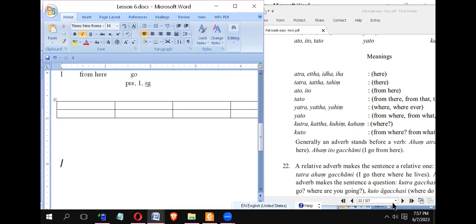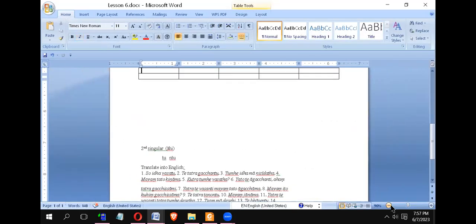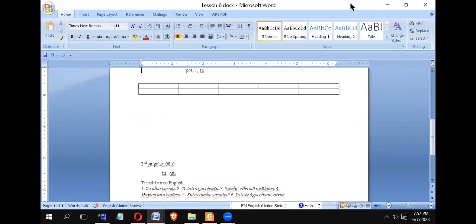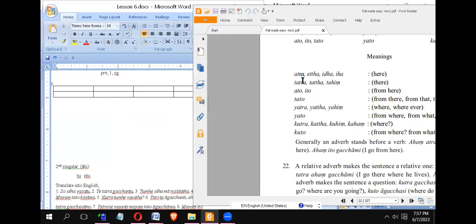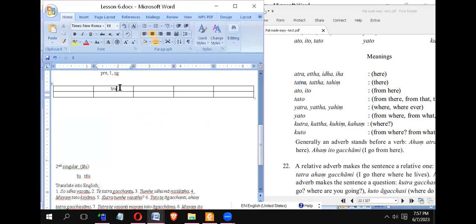Let me make the table smaller. Okay, so we are going to make the table. Now you notice the atra and tatra, they're the same here. You can put the suffix tra. Another one is ta. Another one is maybe da. So if you put from here atra, then you got eta and then ida or iha. Can you see?